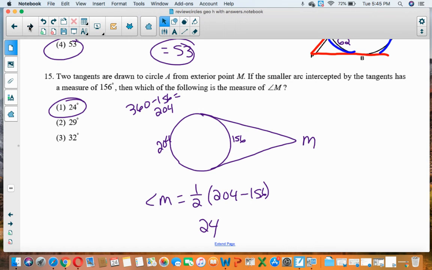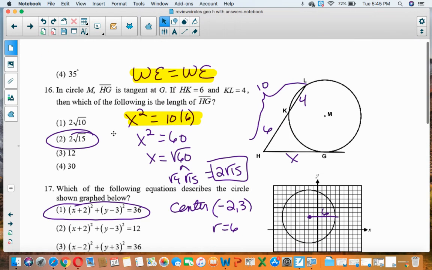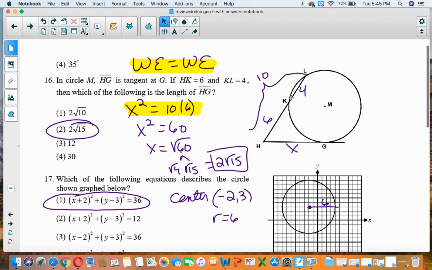All right, and then if I go to the next one, number 16, I have a secant and I have a tangent. Remember, the whole times the external equals the whole times the external. So the tangent is the whole thing and the tangent is the external. So that's why it's x squared. The whole thing is 10 right here. And the external part, that's the part sticking out of the circle, is 6. So 10 times 6 is 60.